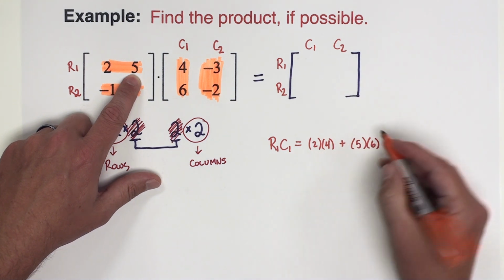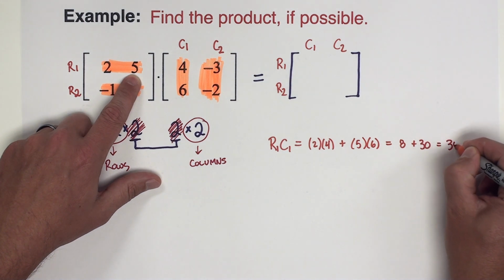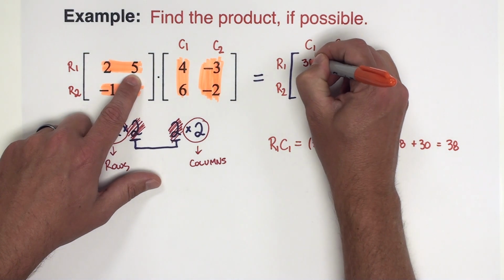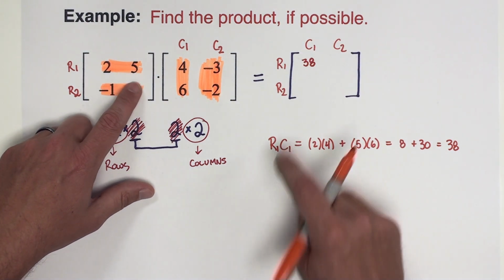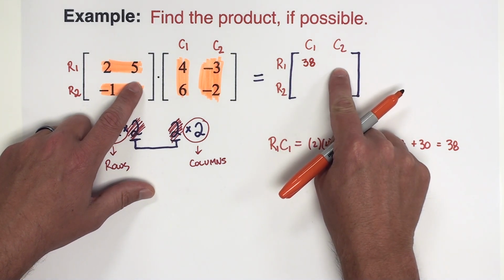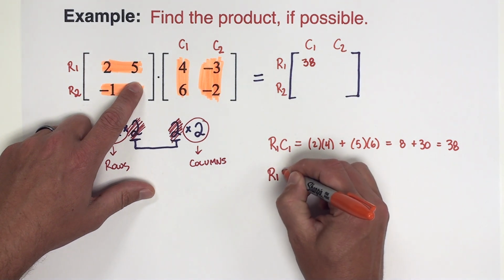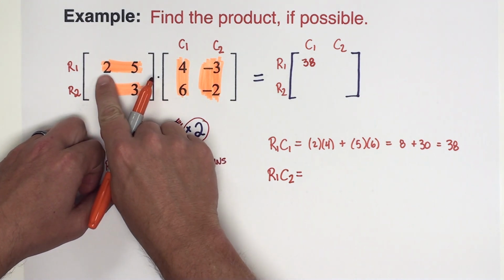I'm going to go ahead and do those products. So I have 8 and 30, which is 38. That's the first number up here. All right. Now I'm going to stay in the top row, but I'm going to work with column 2. So now I'm going to do the work down here for row 1, column 2. Okay, so we're going to stay right up here in the top.